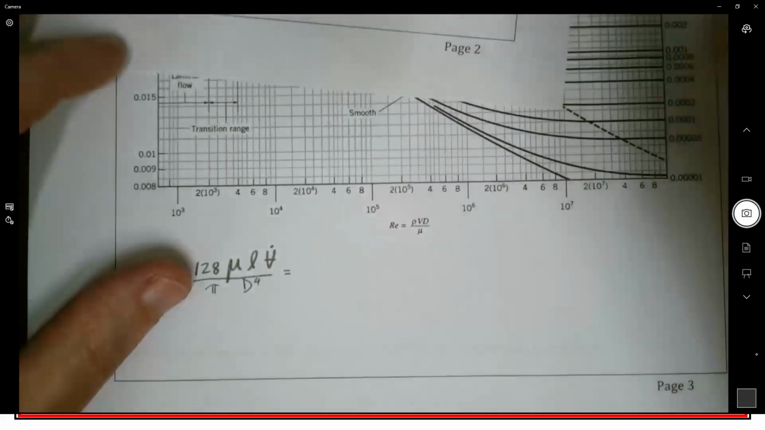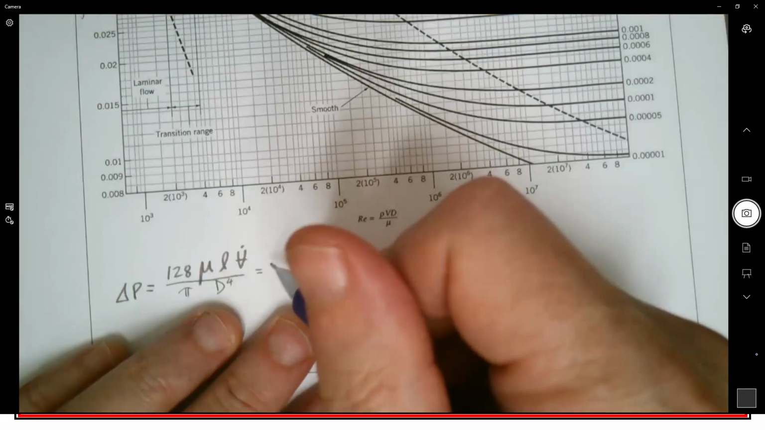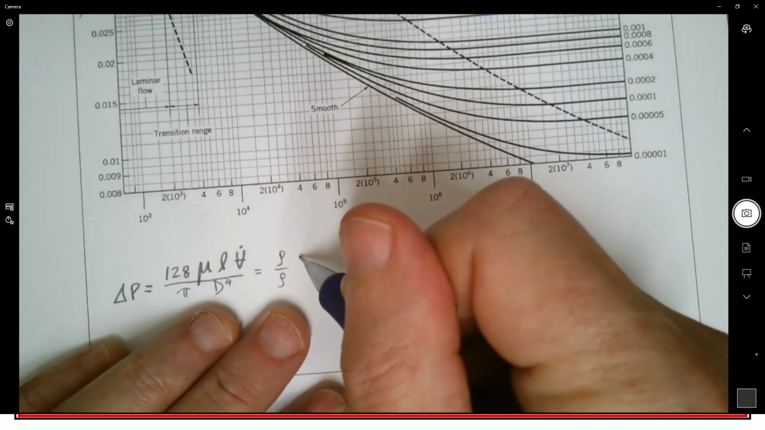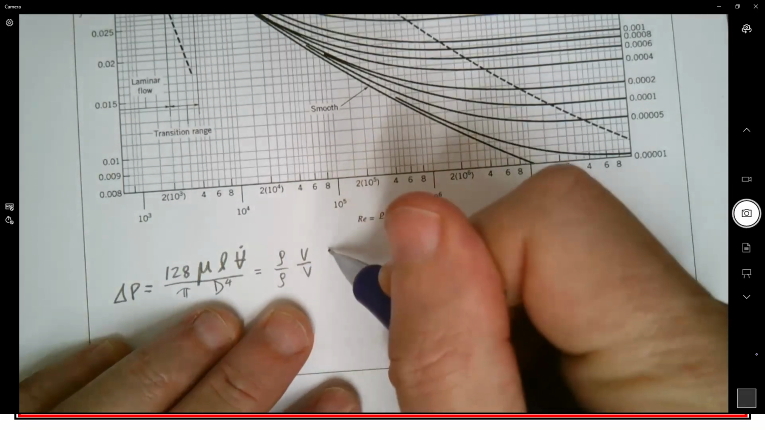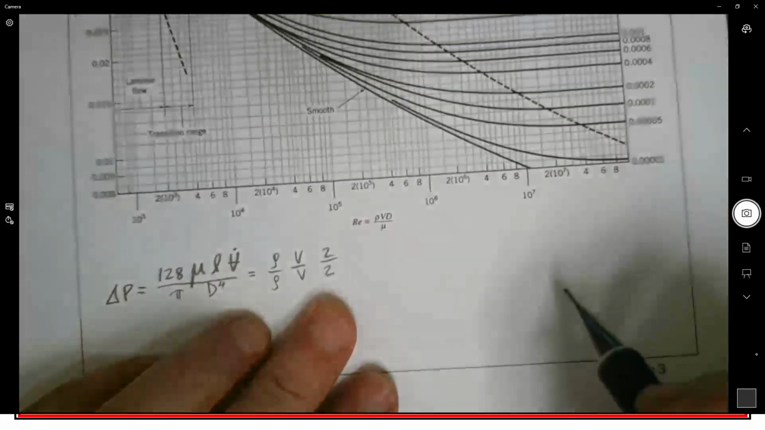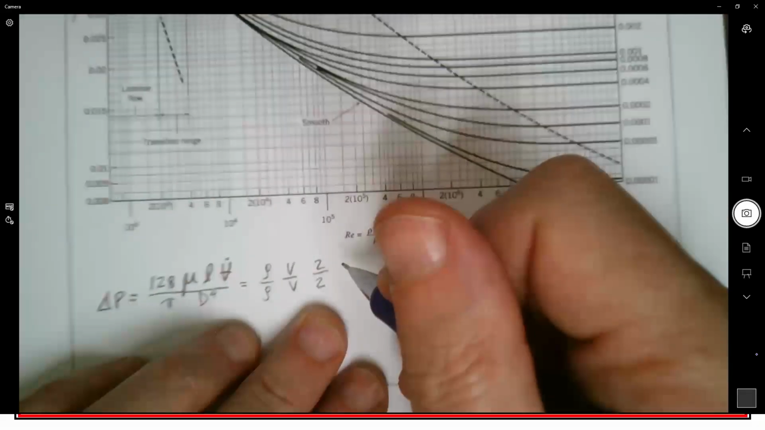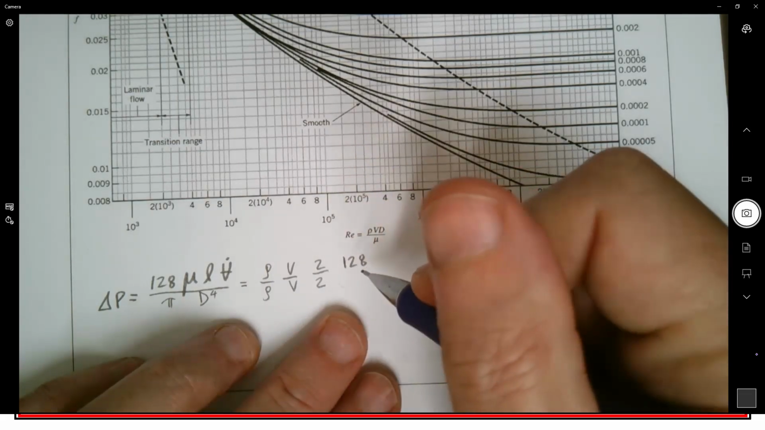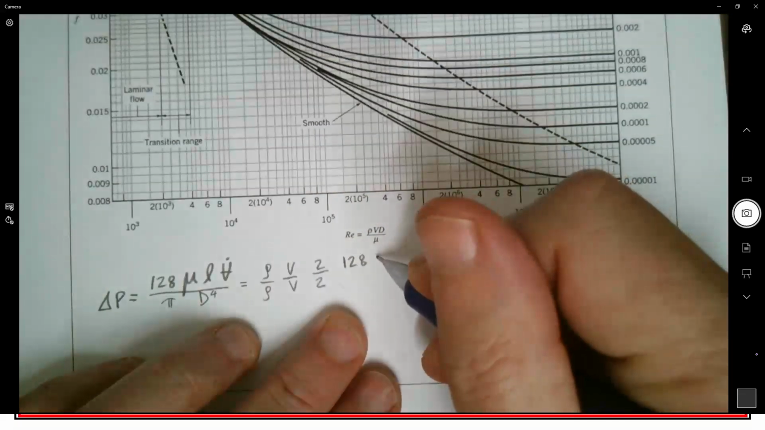Well, what I can do, put this back underneath. I can take, just for convenience, rho divided by rho, v divided by v, and 2 divided by 2. This was a colleague's method of doing this, and I'm mimicking it. I don't know if there's an easier way to do this, but it's all right. I'm going to keep using it.